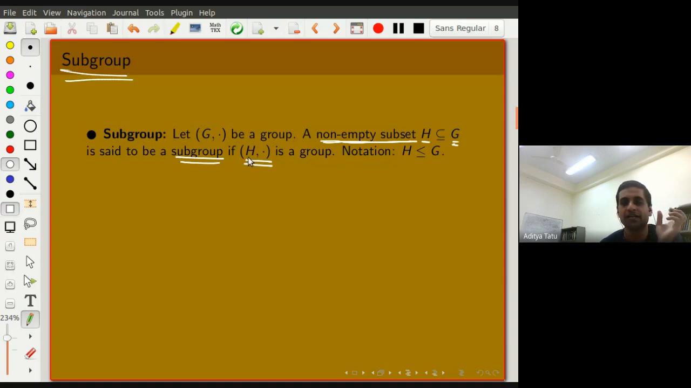Now if I focus only on the elements of this set H, then this set H along with the same binary operation must also be a group. If that is the case, then H is said to be a subgroup. The notation for subgroup is less than or equal to, so H is a subgroup of G. I hope this is fine.